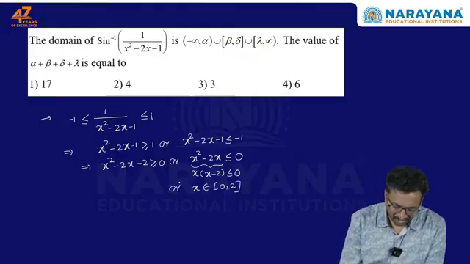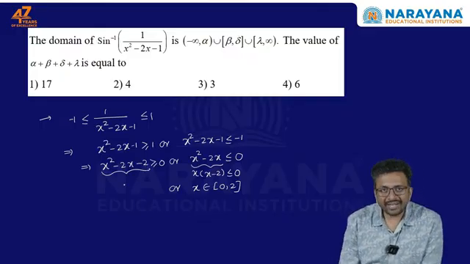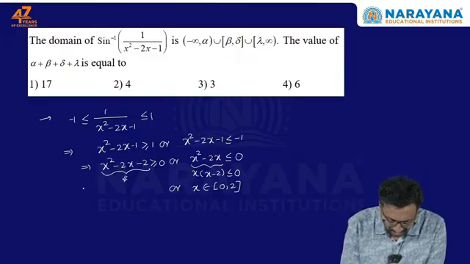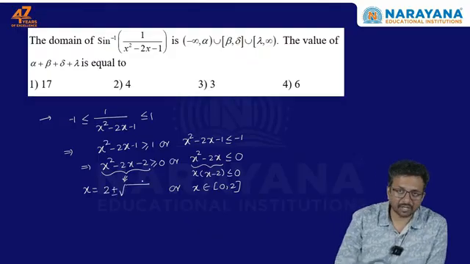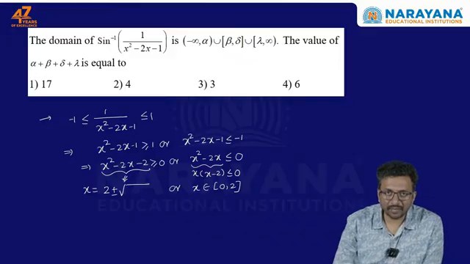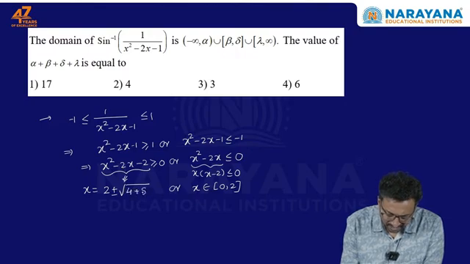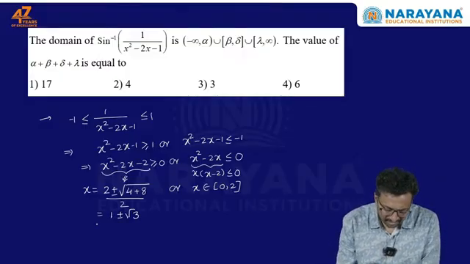So on this side, let us try to check. x square minus 2x minus 2 greater than or equal to 0. Quadratic greater than or equal to 0 implies x lies outside the roots. So let us find the roots. x is equal to minus b plus or minus root of b square minus 4ac by 2a. So 2 plus or minus root of b square, which is 4, plus 4ac, which is 8, by 2. So this is going to be 1 plus or minus root 3. So x has to lie outside these values, right?